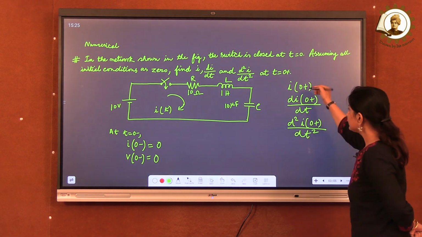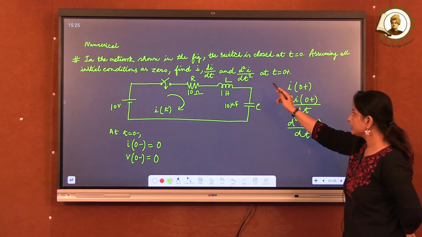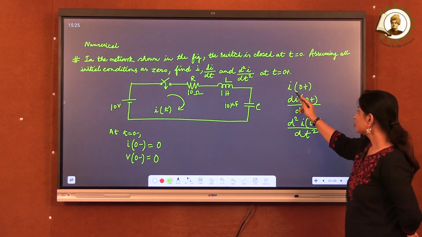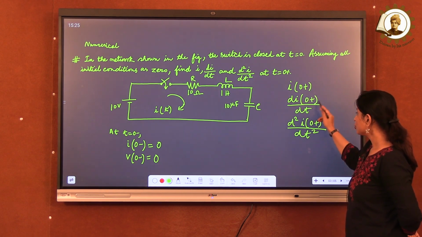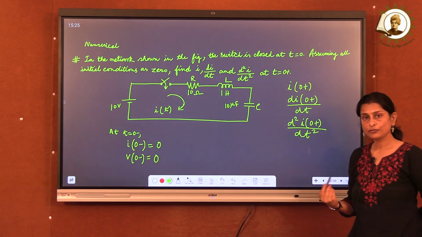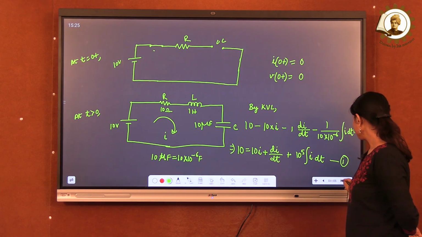So these two are the same thing. When you find I, di dt, d2I dt2 at t equal to 0 plus, and if you are asked to find I at 0 plus, di dt at 0 plus, and d2I dt2 at 0 plus, both are the same thing. So you have to do the same thing. So these are now the requirements of the numerical.